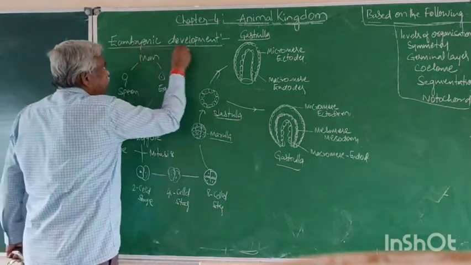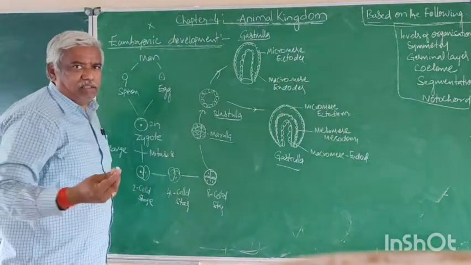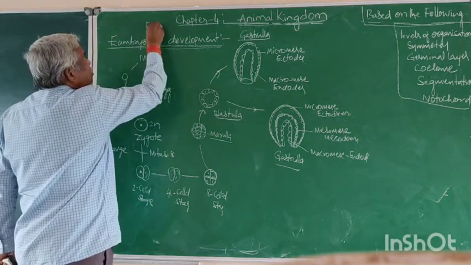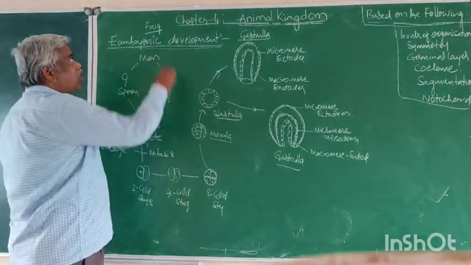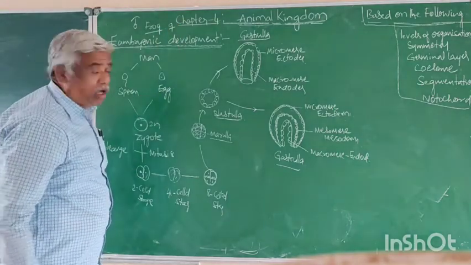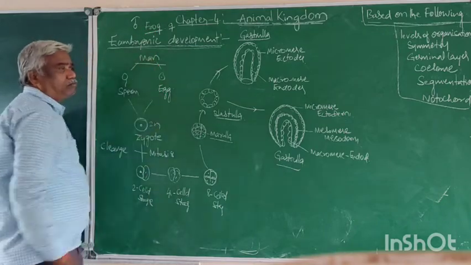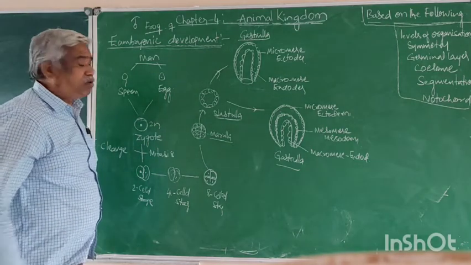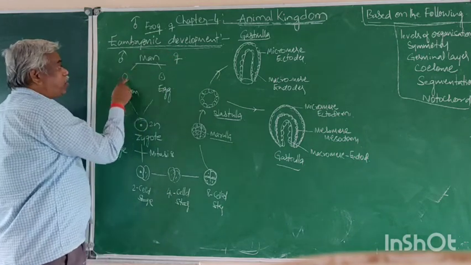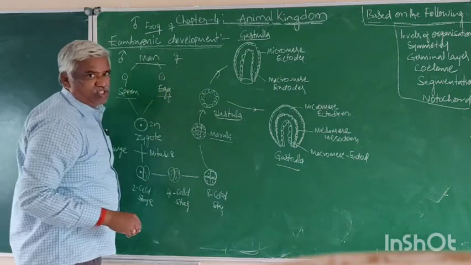How does embryonic development begin? The frog is unisexual: there is a male frog and a female frog. Suppose we take man. The male produces the sperm, and the female produces the egg. Both of these are called gametes.